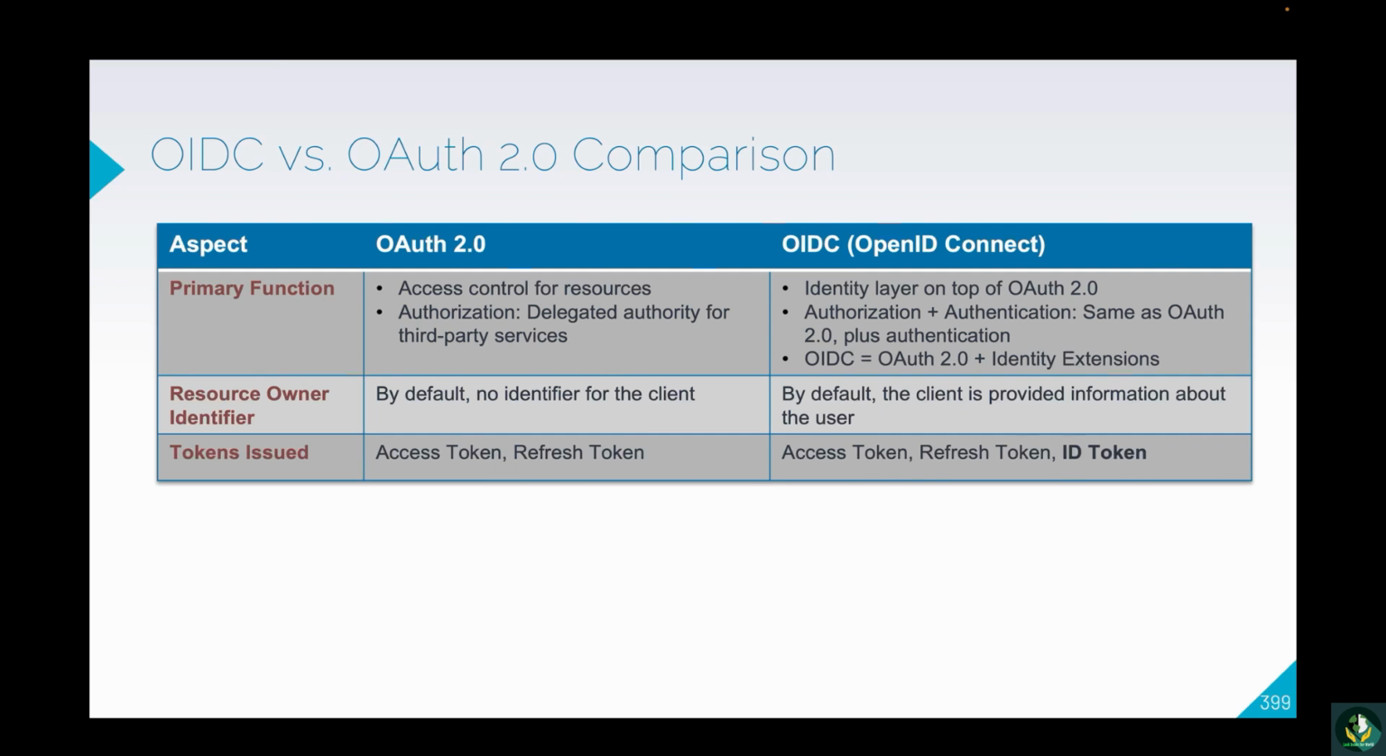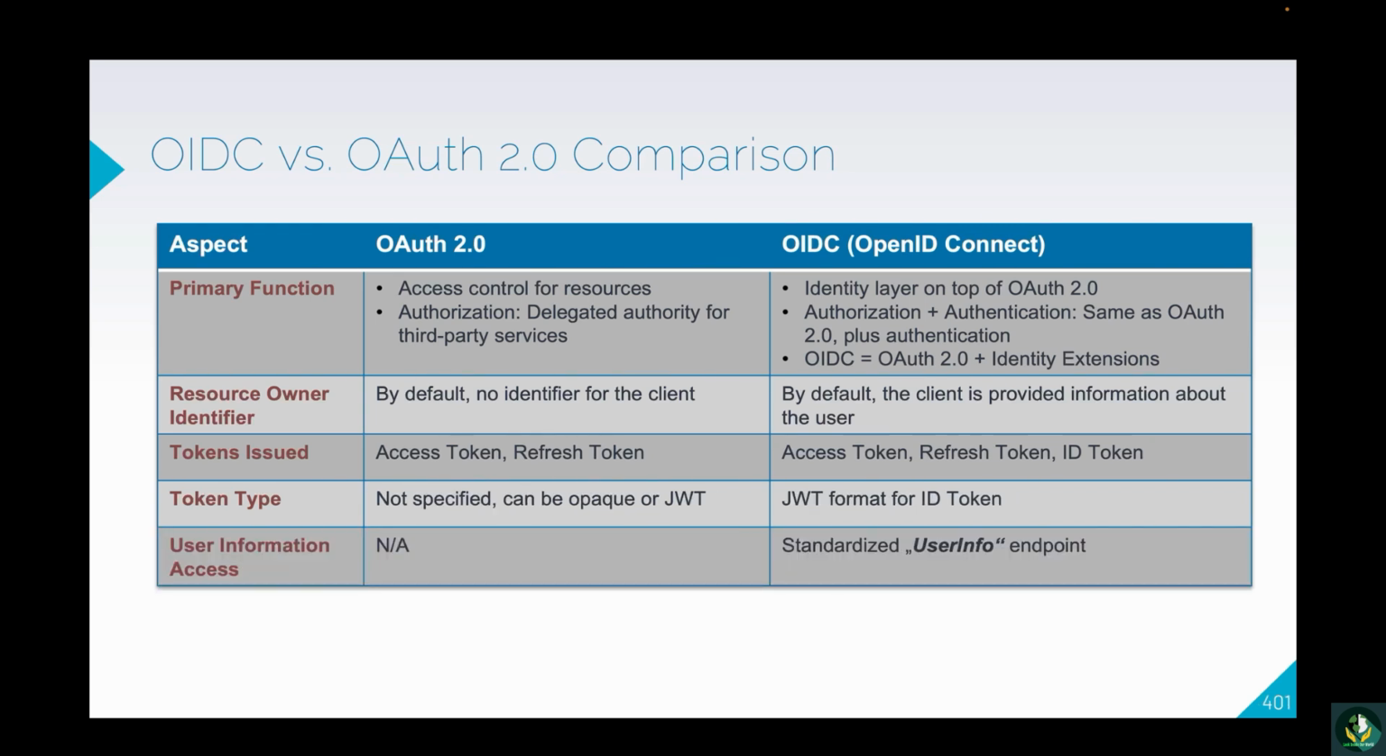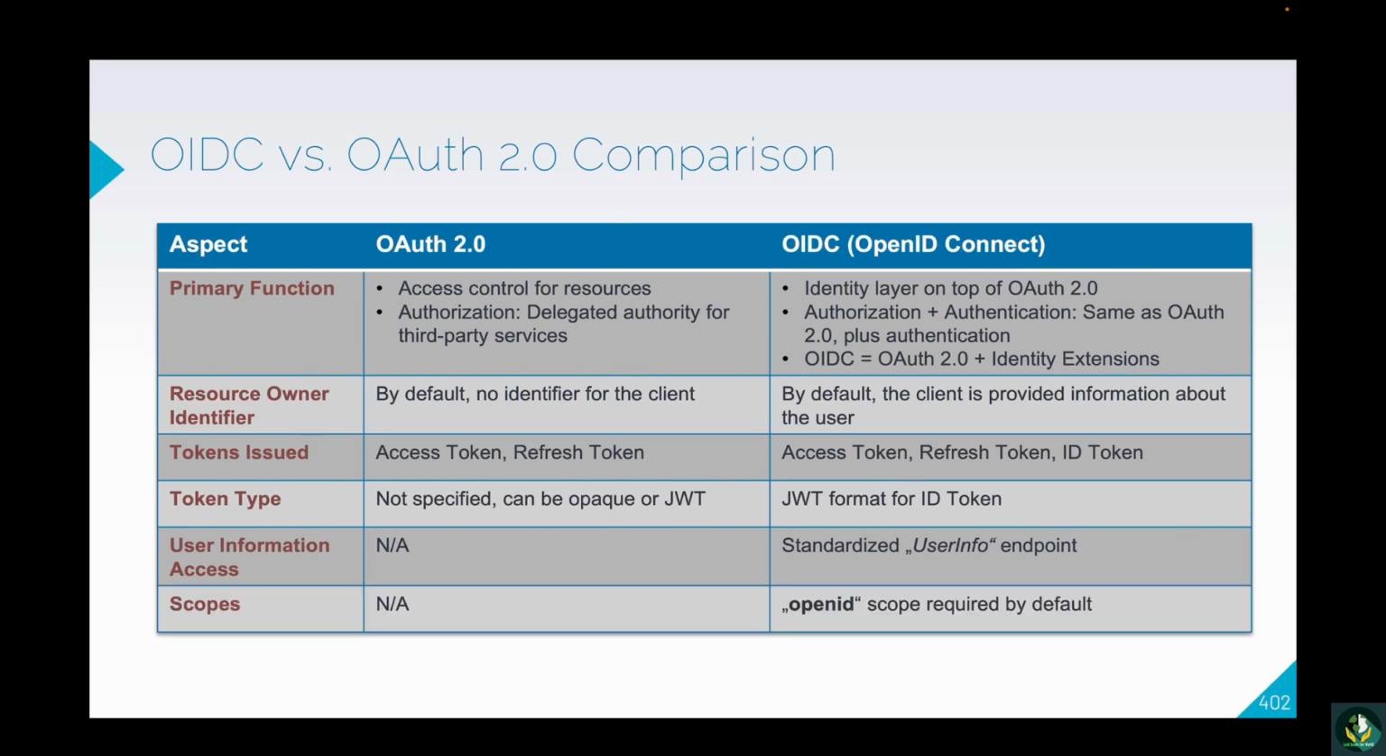Token issued. OAuth 2 issues access tokens and refresh tokens, while OpenID Connect extends this by also issuing an ID token specifically designed to convey the identity of the user. Token type. OAuth 2 allows for tokens that can be either opaque or JWT tokens, whereas OpenID Connect requires the ID token to be in JWT format, ensuring that the token is structured and can securely carry user information. User information access. OAuth 2 lacks a standardized method for accessing user information, while OpenID Connect provides a user info endpoint, which is a standardized way to retrieve user profile information.